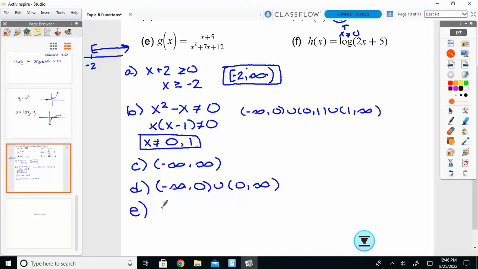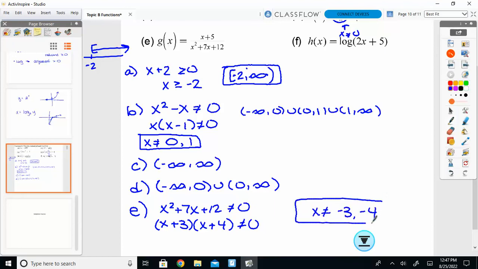E. We have a fraction, so what does that mean? Bottom cannot be 0, so if I factor that, what does that factor into? 4 and 3. So x cannot be negative 3 or negative 4.